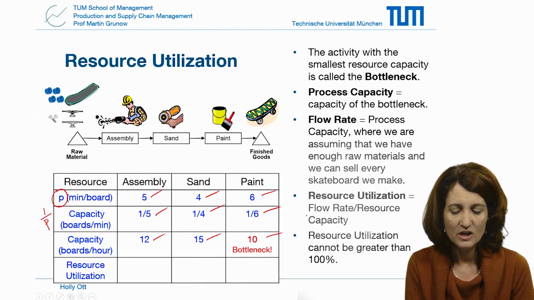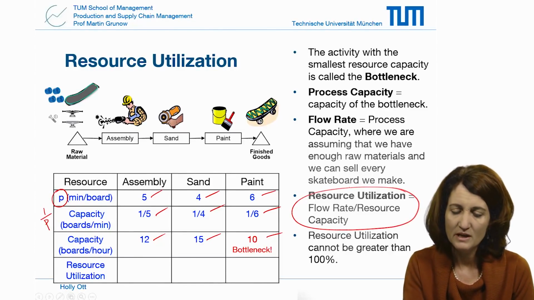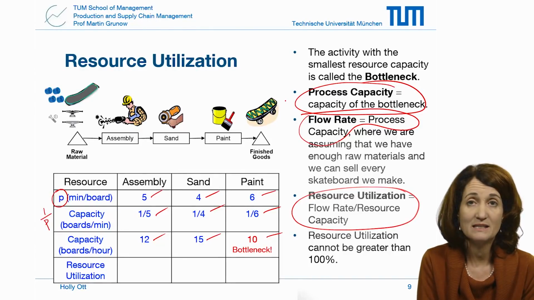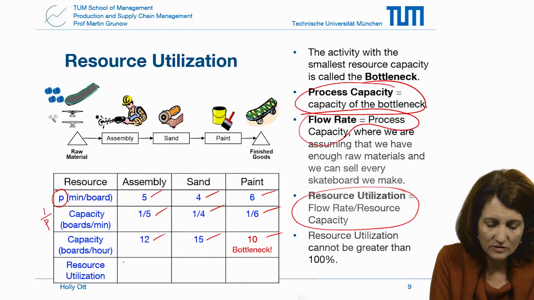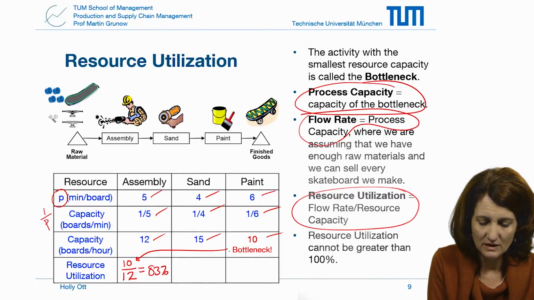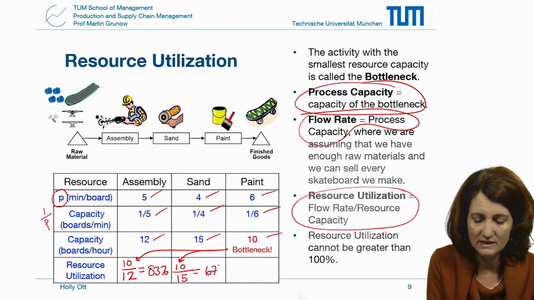The resource utilization is the flow rate over the resource capacity. The flow rate is equal to the process capacity, and the process capacity is equal to the capacity of the bottleneck. So this means at assembly, our resource utilization is equal to the bottleneck capacity over the resource capacity, or about 83%. Likewise, at sand, you have the process capacity over the resource capacity at sand, which is about 67%.